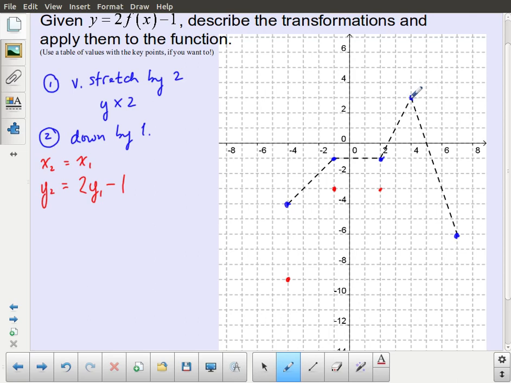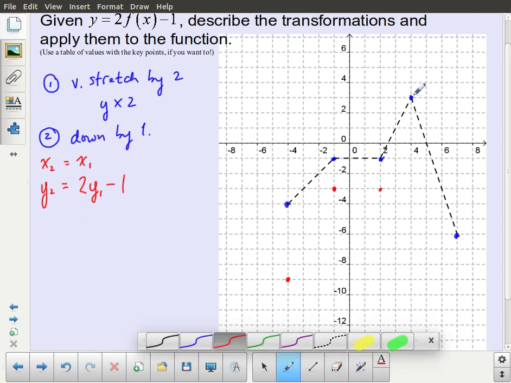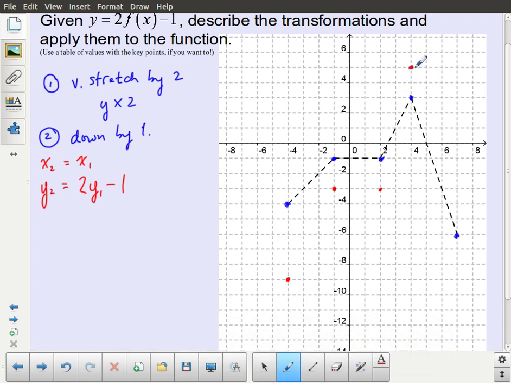Double that. Notice that there's nothing that stops us from going this way. Double that. Oh, we're not ready to write a point yet though. Double that to 6 and then shift down by 1 leaves us at 5. And then here the y-coordinate is -6. Double that takes us to -12, and down by 1 takes us to -13.